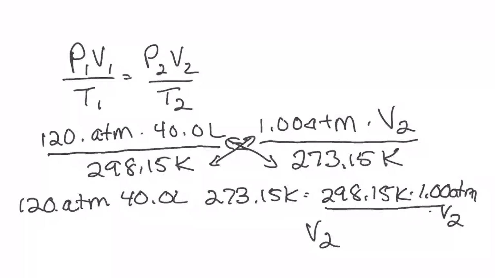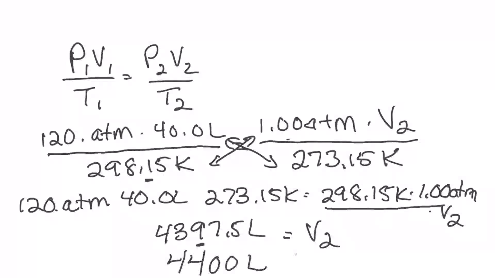So I plug into my calculator, 120 times 40 times 273.15 divided by 298.15 gets me this for a volume, 4,397.5 liters. And hopefully that sounds wrong to you because, wow, that's way too many significant figures. So I had 3 significant figures here, 3 here, 3 here, 5 here. And remember, this was really rounded here, so 4 there. So I can only have 3 significant figures, which is a little bit of a problem. So I've got to stop here, but I have to round that up, which rounds this up. So I end up with 4,400 liters.